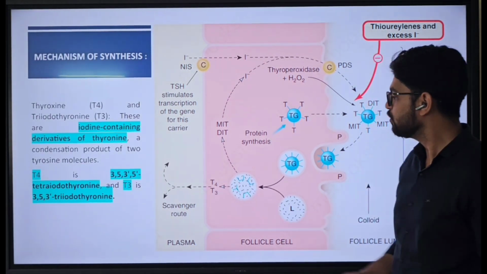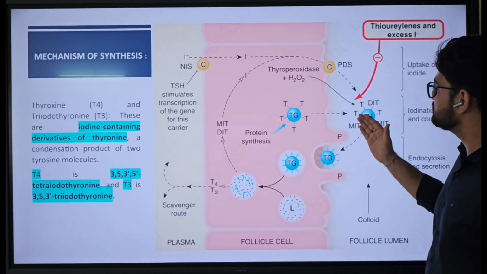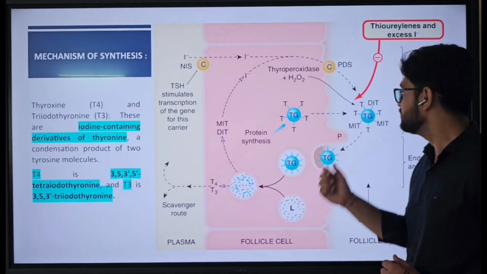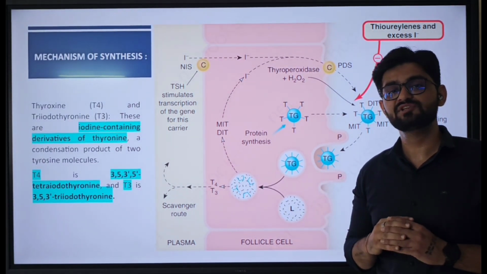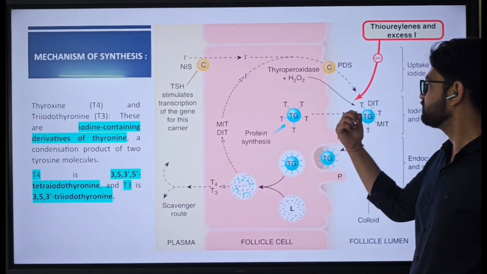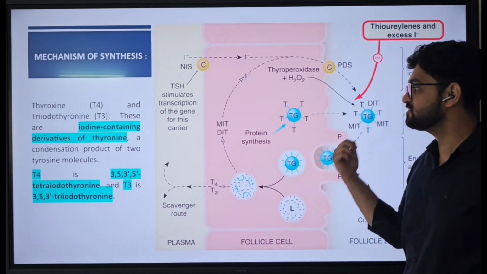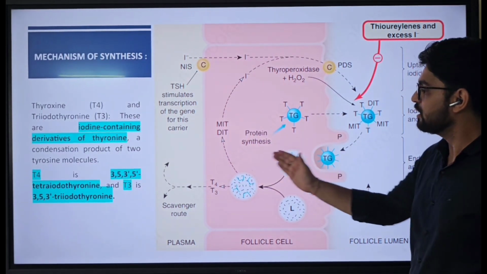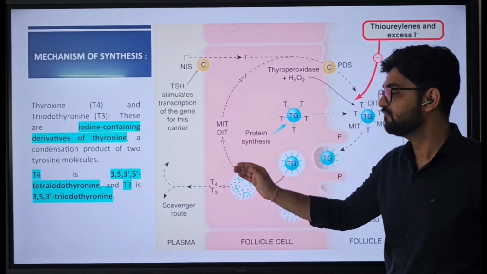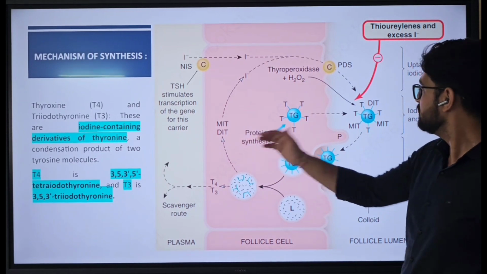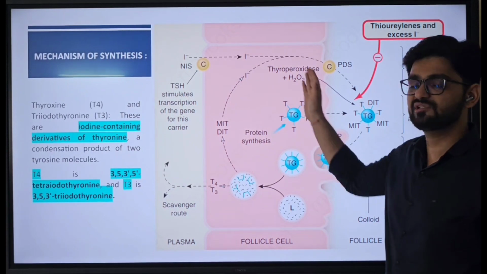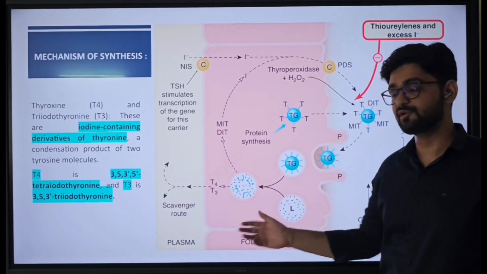Now, lysosomal enzymes cut off the amino acid residues. Here, MIT and DIT, when coupled with each other, will form either T3 or T4. The rest of the residues which are not coupled will be separated from this complex. T4 and T3 will enter into the system itself, while the non-coupled residues are recycled back into the cycle. So this is how T4 and T3 are produced.